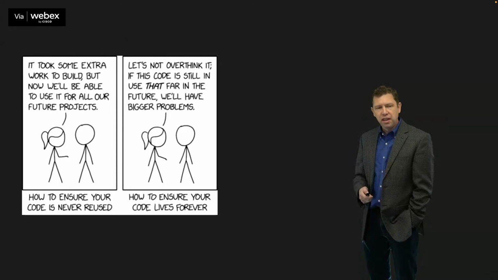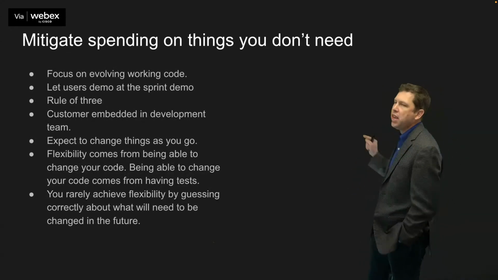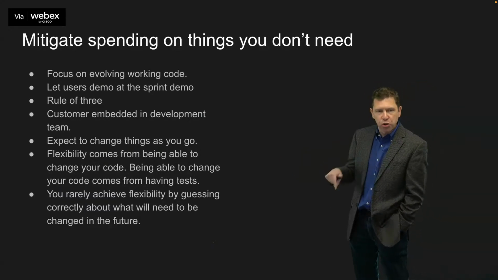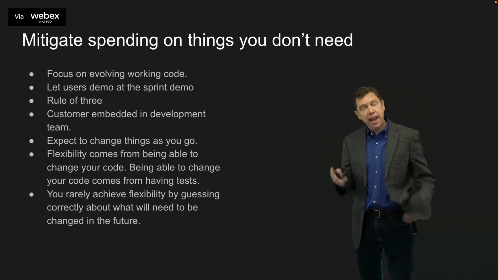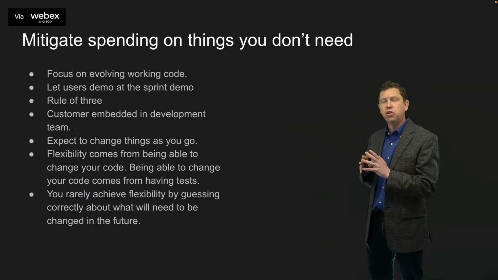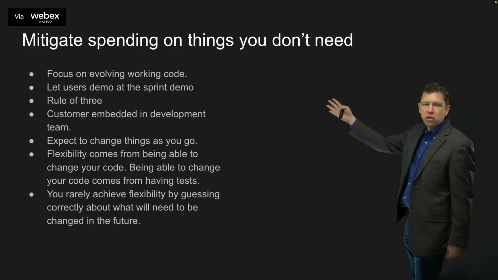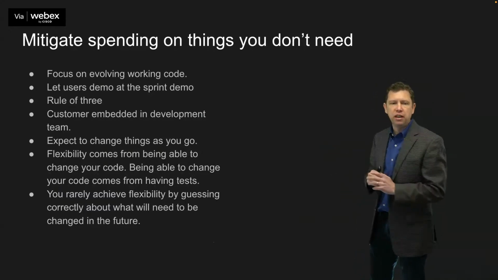And I think one of the key things here is to make sure that we're focusing on how the software is going to evolve, rather than being so focused on what we're doing today, because that gives us the balance of thinking toward the future without overbuilding things that we don't need today. So focus on evolving working code. These are ways to mitigate spending on things you don't need.